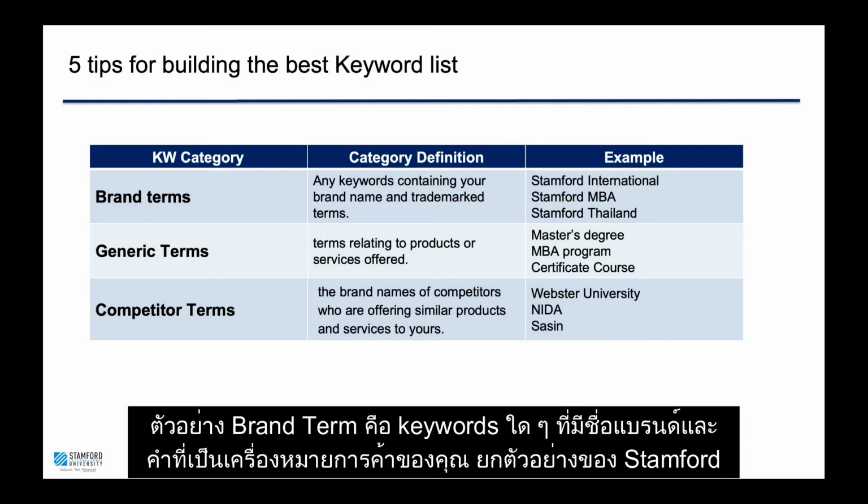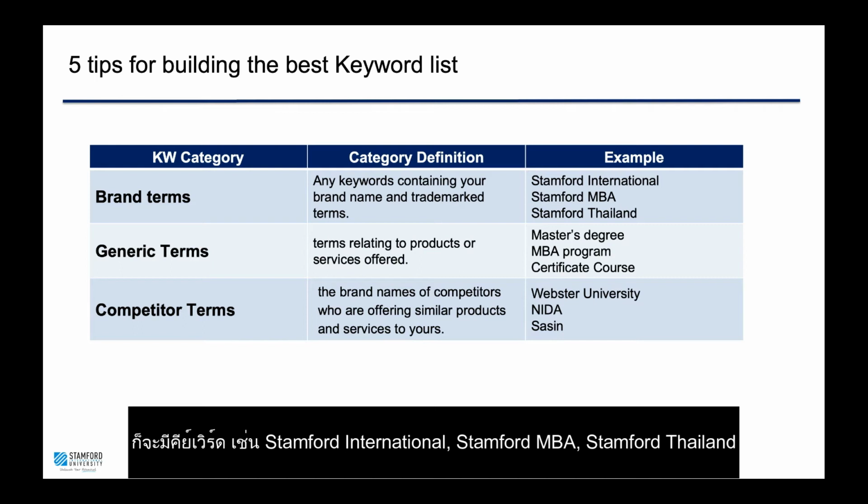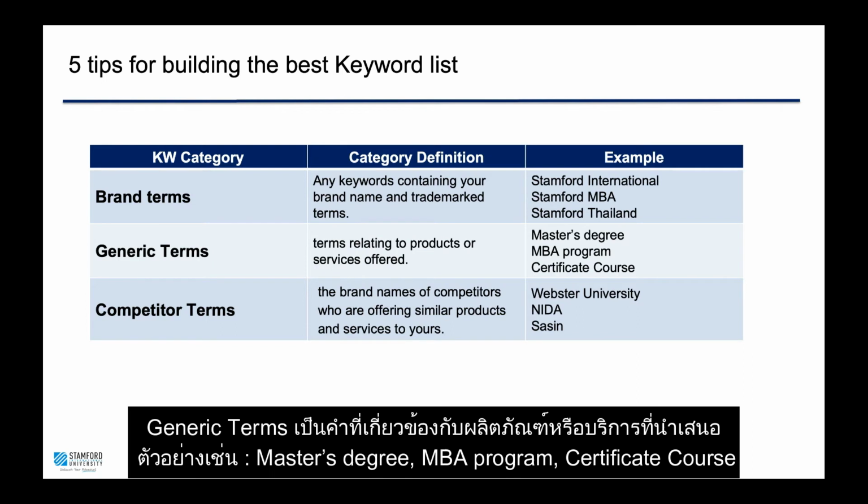An example of brand terms are any keywords containing brand name and trademark terms. So an example of Stanford would be keywords like Stanford International, Stanford MBA, Stanford Thailand, etc. Then you have generic terms. These are terms relating to products or services offered. For example, master's degree, MBA program, certificate course.